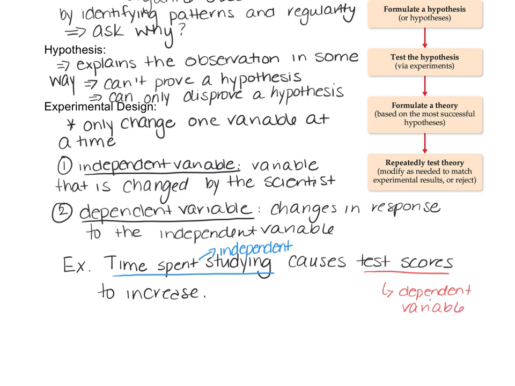Now, after we design an experiment and we have our independent variable and our dependent variable, and we get data from that experiment, then we can look at that data and communicate our results, right? So that's kind of where, when we talk about being scientists, that's kind of where we finish, we collect the data.